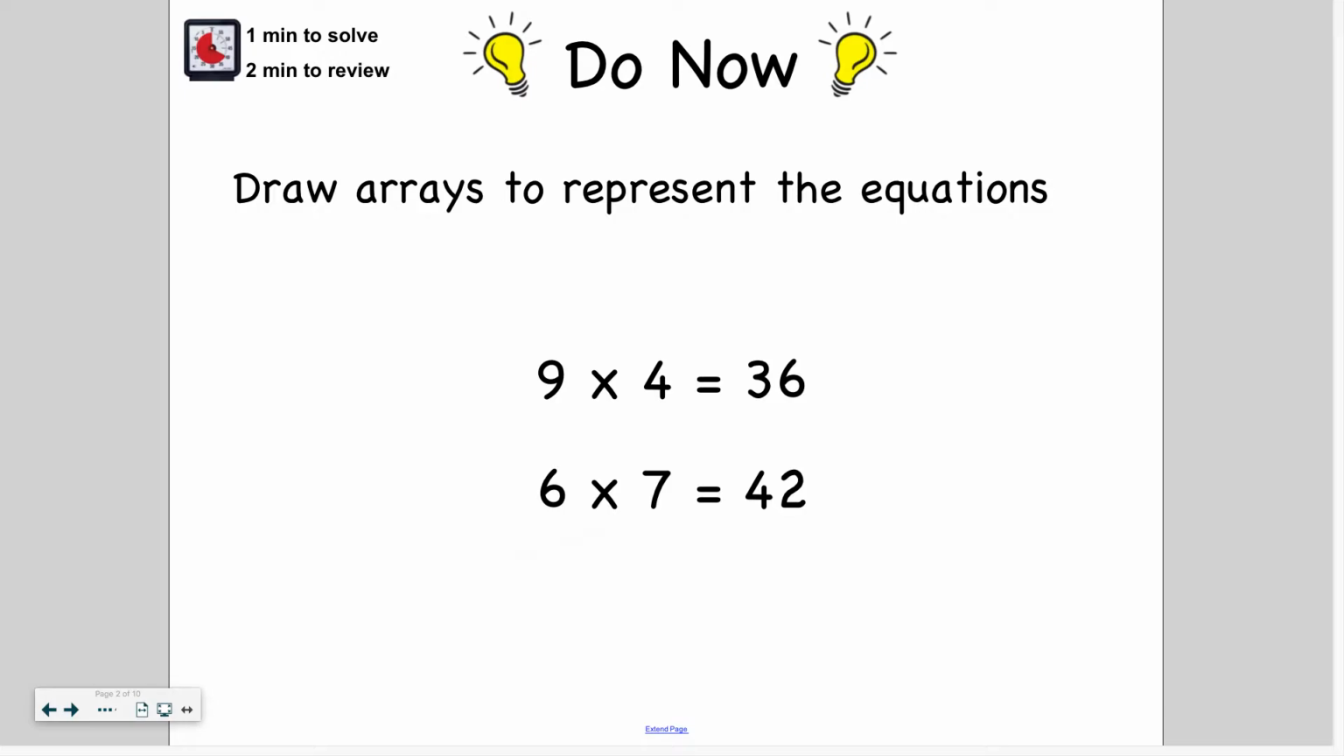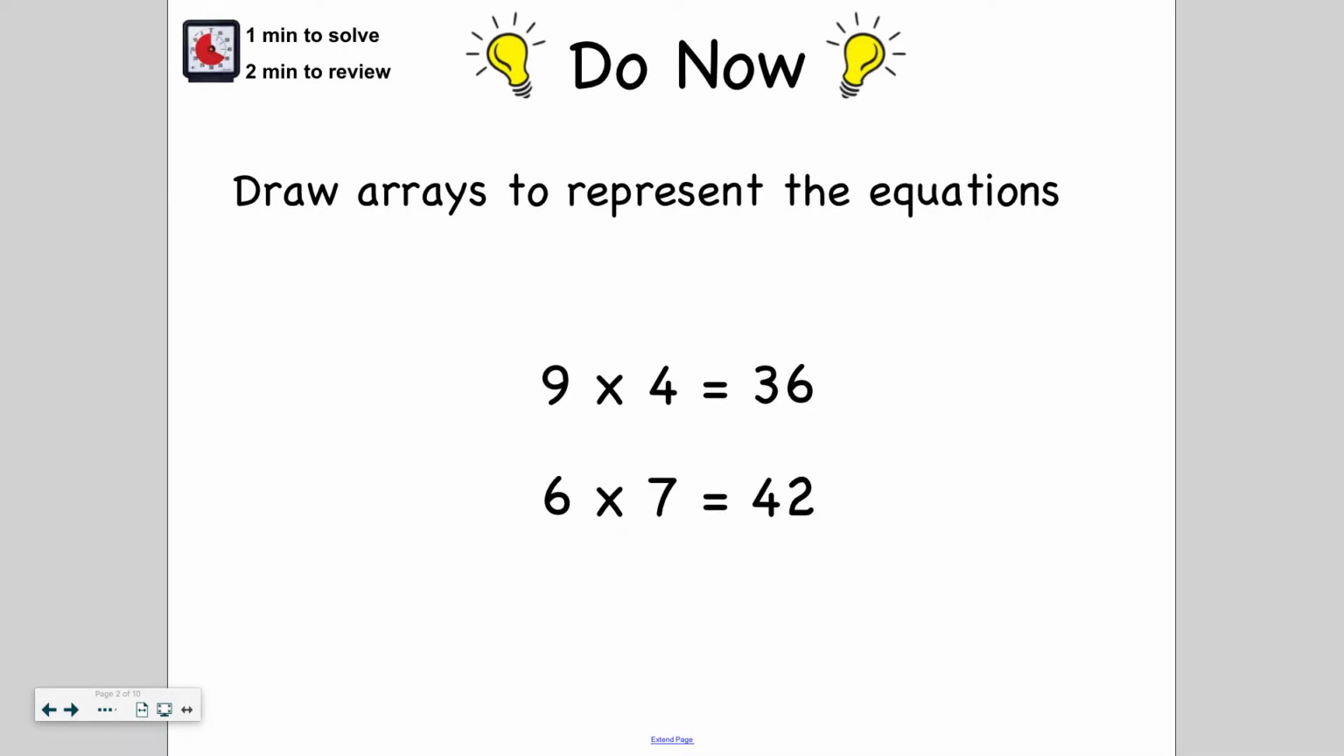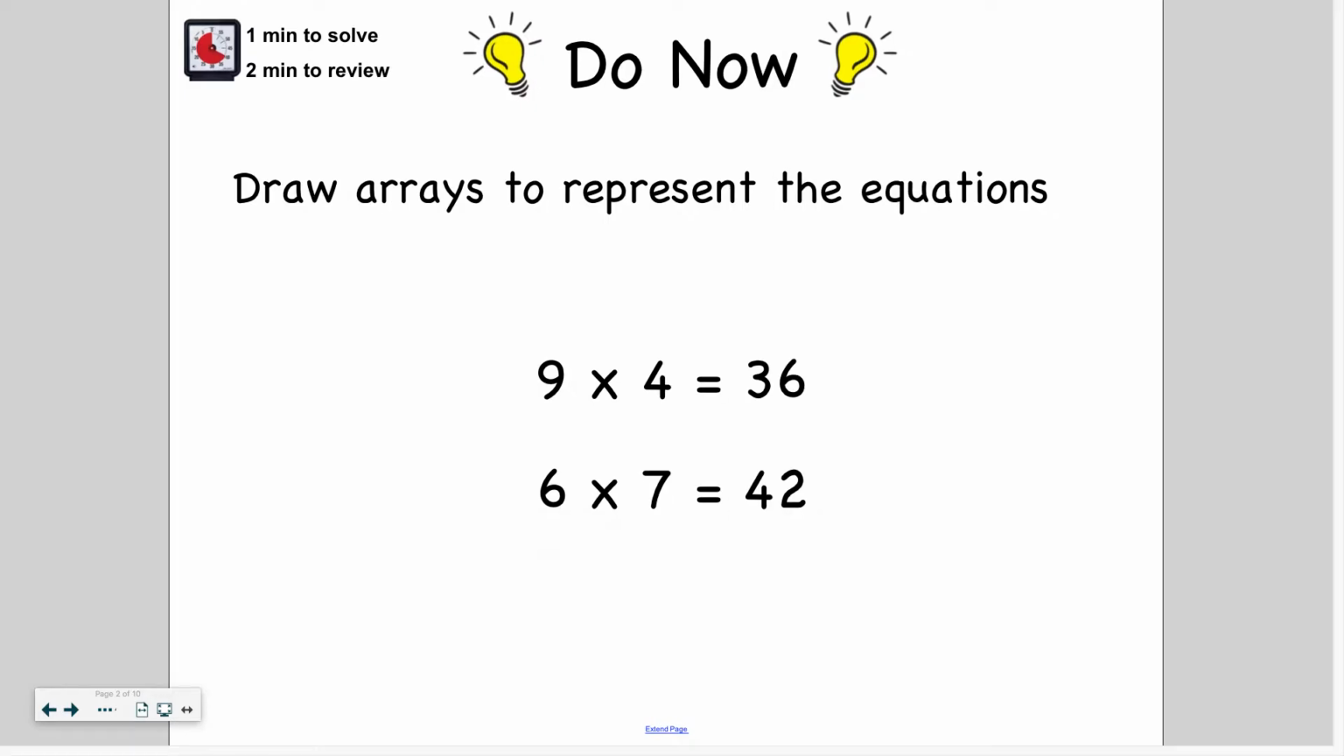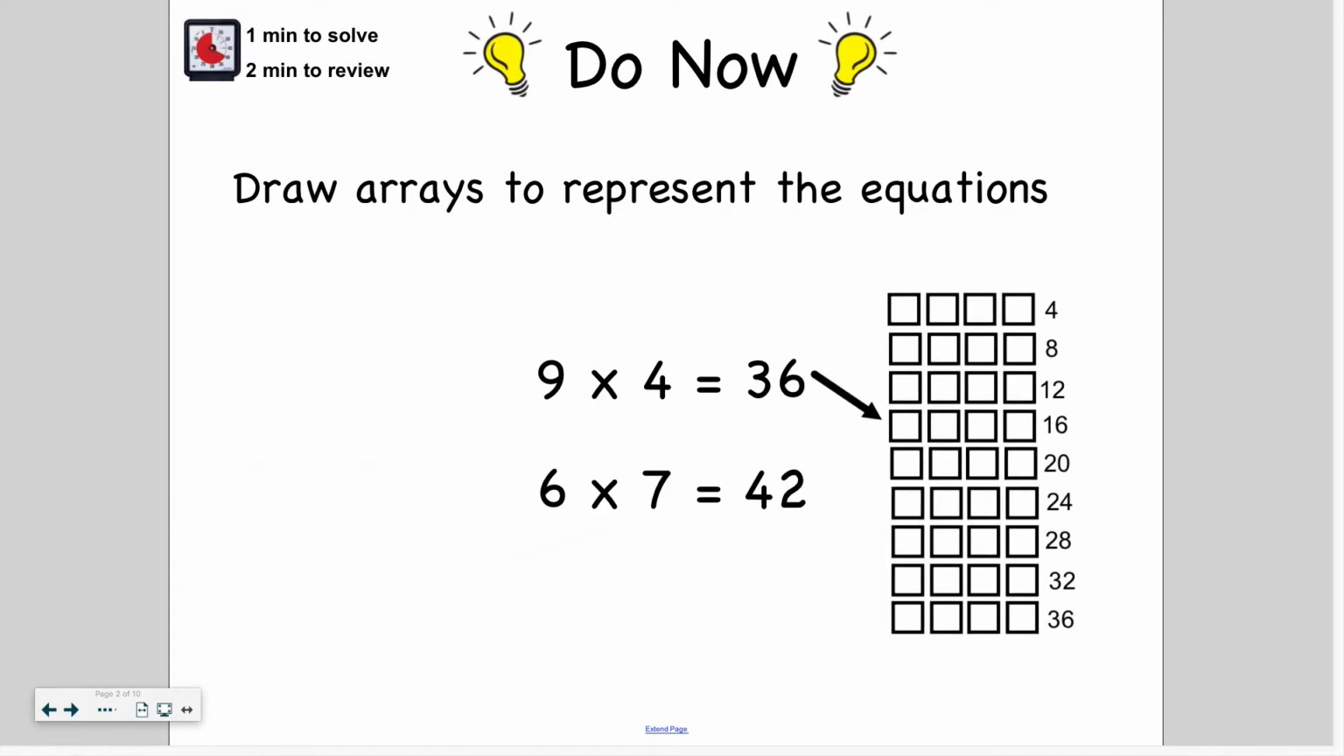All right, if you're watching now, that means you have grabbed your materials and represented these two equations using an array. Okay, let's start with 9 times 4 equals 36. You should have drawn 9 rows of 4, as you can see here, and along the side I have skip counted by 4s to get my answer. When I skip count by 4s 9 times, I get 36 as my answer.